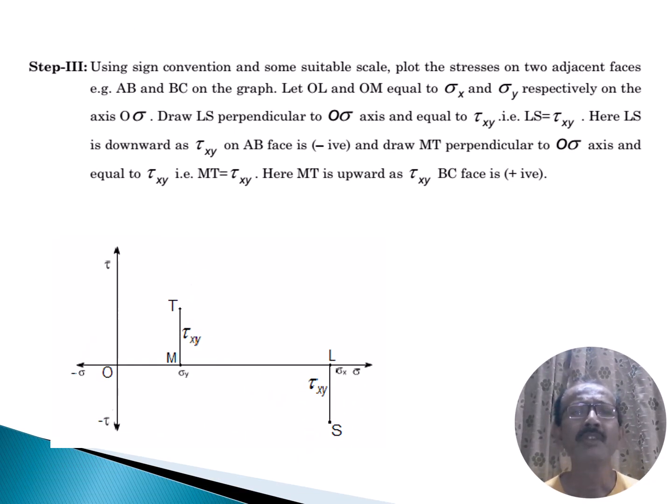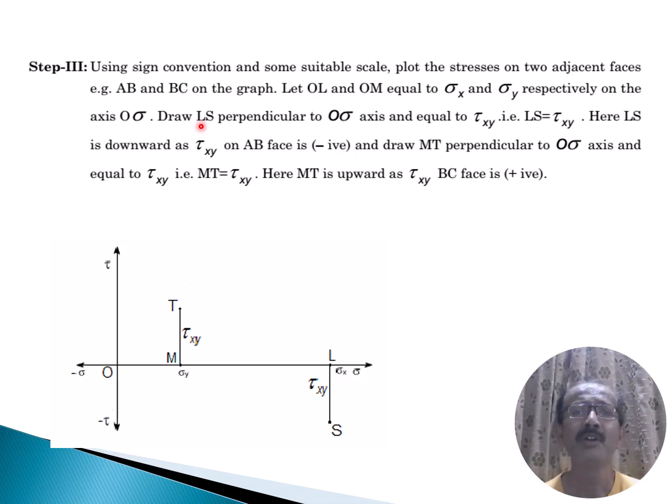Step number 3: using sign convention and some suitable scale, plot the stresses on two adjacent faces, that is AB and BC, on the graph. Let OL and OM be equal to sigma x and sigma y. So this is OL, that is sigma x, and this is OM, that is sigma y. Both are positive, so we plot sigma x and sigma y in the positive direction on the O sigma axis.